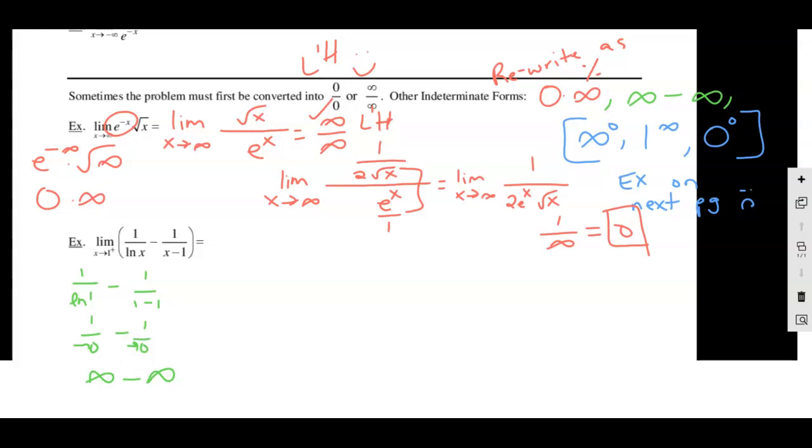The strategy for this is just to combine your fractions. Just do some algebra and combine the fractions. Okay, so here we go. I'm going to do my fast adding trick. I'm still going to have the limit as x is approaching 1 from the right. So I'm going to cross multiply to get the top, and then multiply across to get the bottom.